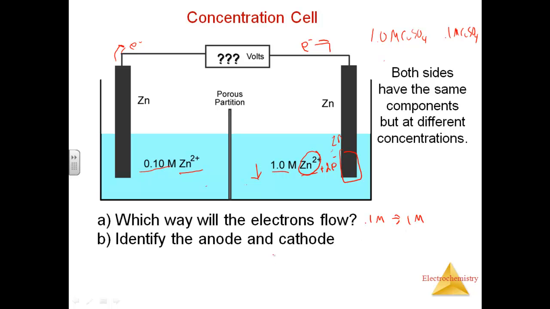So identify the anode and the cathode. Well, if this side is losing the electrons, this is where oxidation is occurring, so that's going to be the anode. And if this side is gaining electrons, this will be where reduction occurs, so this will be the cathode. Okay.